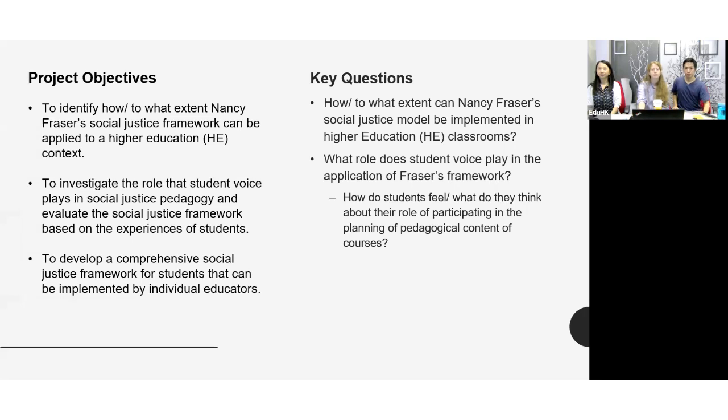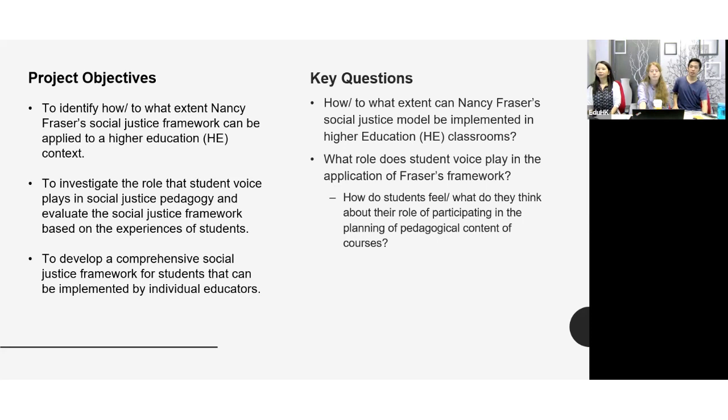The research objective is, first, to identify how effectively Nancy Fraser's social justice model can be applied in a higher education context. Second, to investigate the role that student voice plays in social justice pedagogy and evaluate the social justice framework based on the experiences of students. Third, to develop a comprehensive social justice framework for students that can be implemented by individual educators.